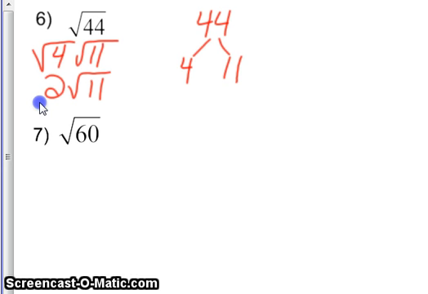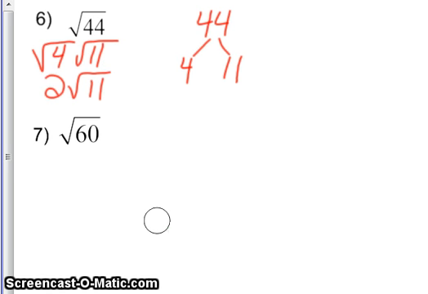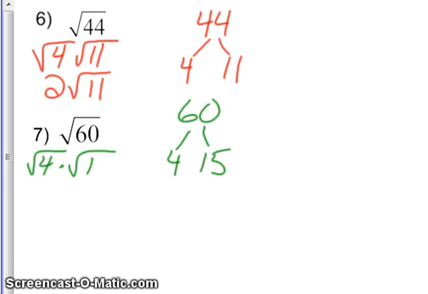So go ahead and try to simplify square root of 60. All right, so what factor of 60 is a perfect square? 4, wonderful. 4 times 15 makes 60. 60 is only factorable by 5 and 3. Neither of those are perfect squares. I'm going to rewrite square root of 60 as square root of 4 times square root of 15. Square root of 4 is 2. Bring down square root of 15.